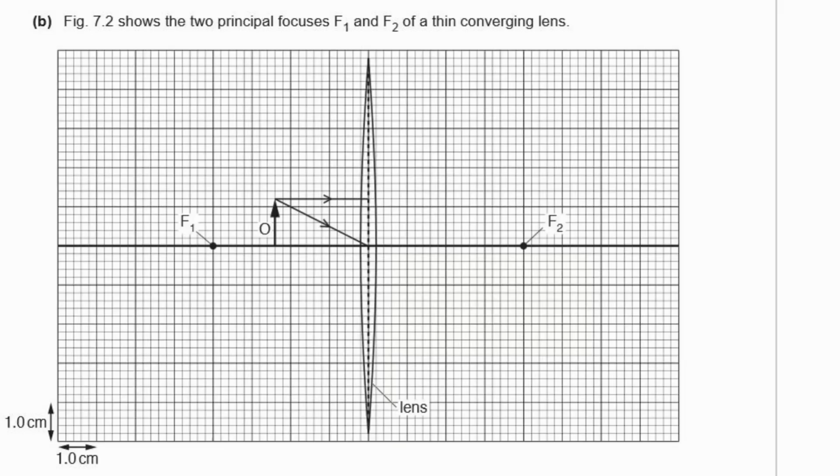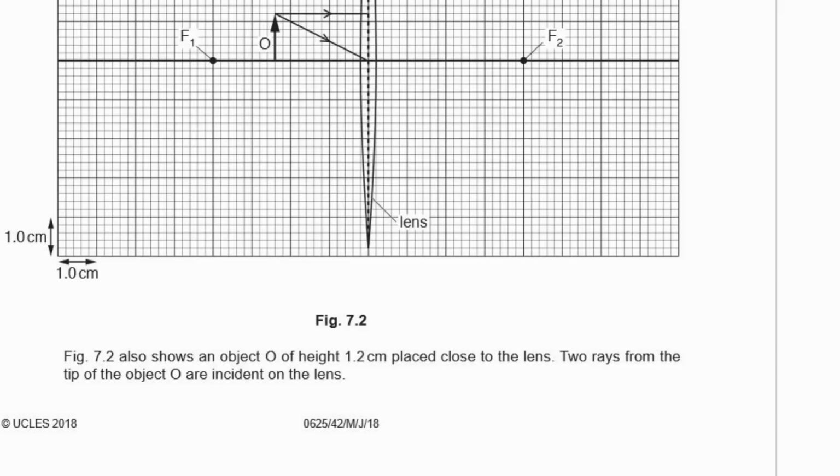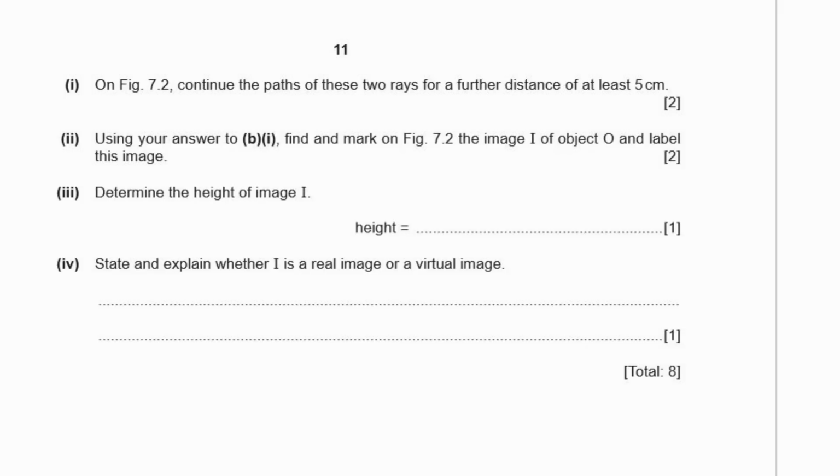B. Figure 7.2 shows the two principal focuses, f1 and f2, of a thin converging lens. Figure 7.2 also shows an object O of height 1.2 centimeters placed close to the lens. Two rays from the tip of the object O are incident on the lens, and they've been drawn in. We can see them there. On figure 7.2, continue the paths of these two rays for a further distance of at least 5 centimeters.